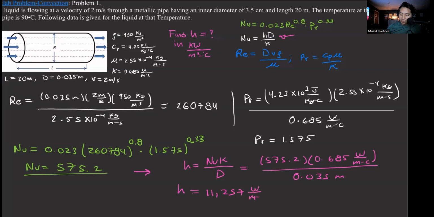watts per meter squared Celsius, but we want our answer in kilowatts. So you divide by 1,000, and keep that in mind in your code. We will have an h of 11.3 kilowatts per meter. Oh, and this should be meter squared over here too. So the units should be kilowatts per meter squared Celsius. And this is our answer for this one. So if you do the code, this is pretty much what you should get.